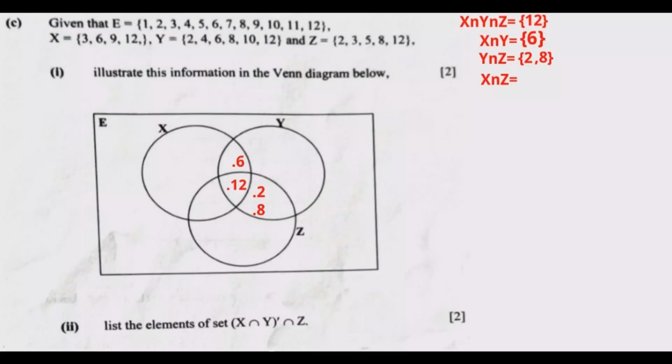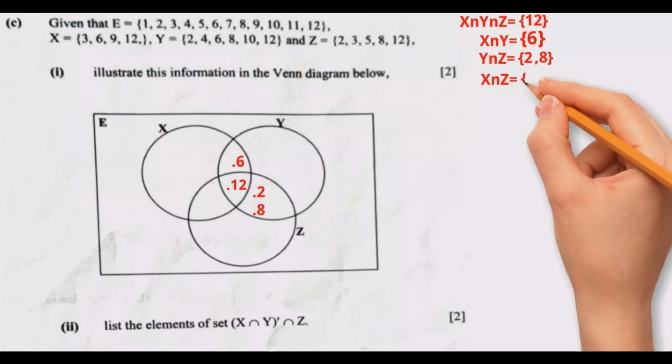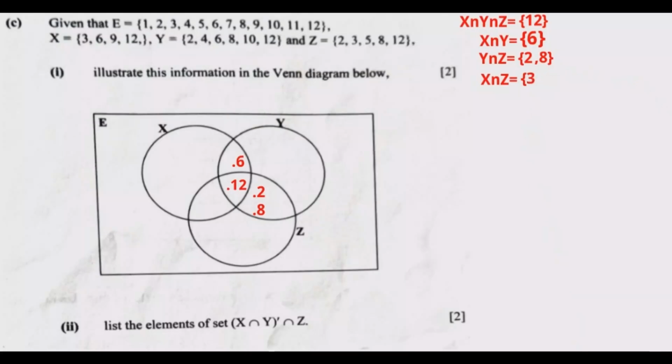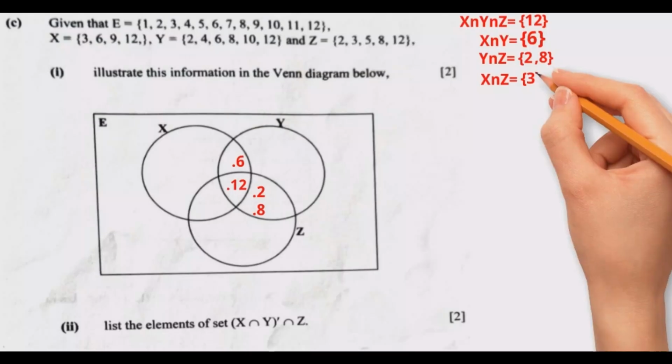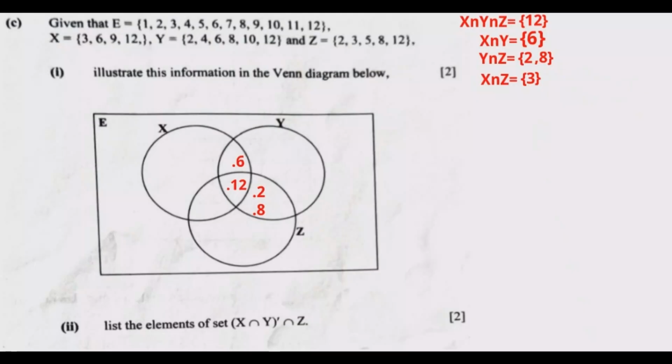So we say x intersection z is equal to, so let's check x. What element is found in x and z? When you look at 3, it is found also in z, so we record 3. When you look at 6, is 6 found in z? No. When you look at 9, is 9 found in z? No. When you look at 12, it's also found in z, but it's already recorded, so we don't write it. So x intersection z is equal to 3, so we record that on the intersection of x and z. Okay, so now we have recorded all the numbers like that.